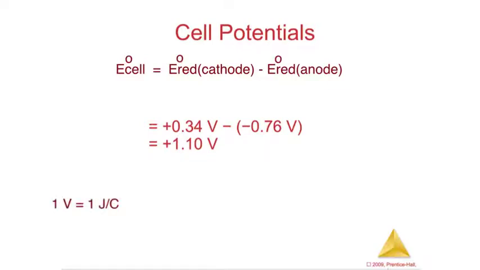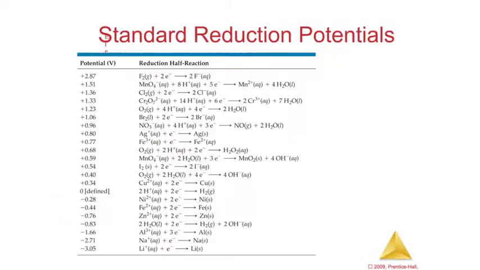And since I neglected to mention it earlier, 1 volt is the potential difference required to impart 1 joule of energy to a charge of 1 coulomb. And remember from way back when that one electron has a charge of 1.60 times 10 to the negative 19th coulombs. And that positive value tells us that that cell reaction would proceed spontaneously.